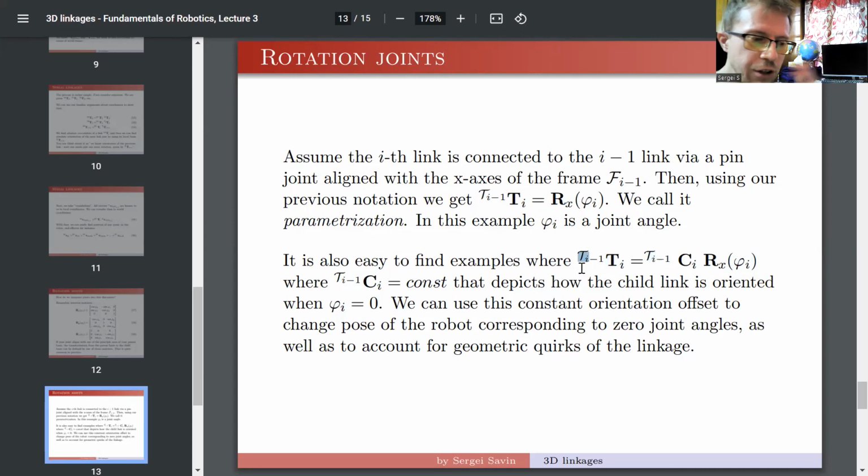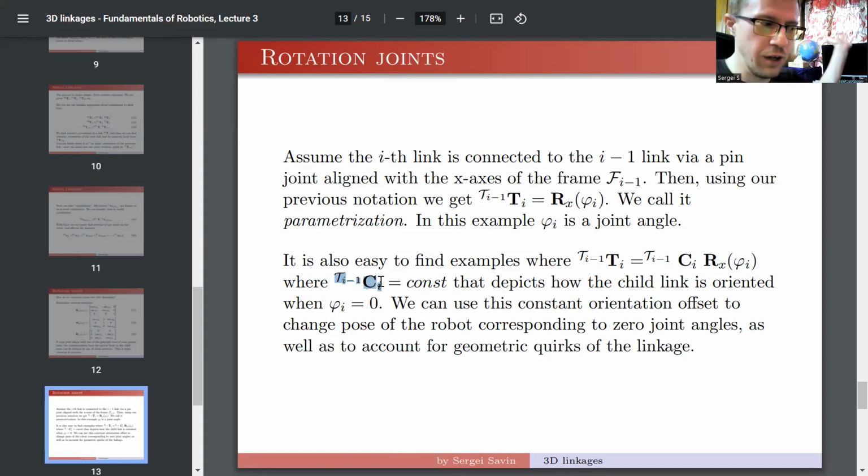So then your local frame transformation, your local change of basis, how your basis is oriented with respect to the previous one, is expressed this way. You have some sort of a transformation and then your rotation matrix, where this guy is constant. This guy is constant.